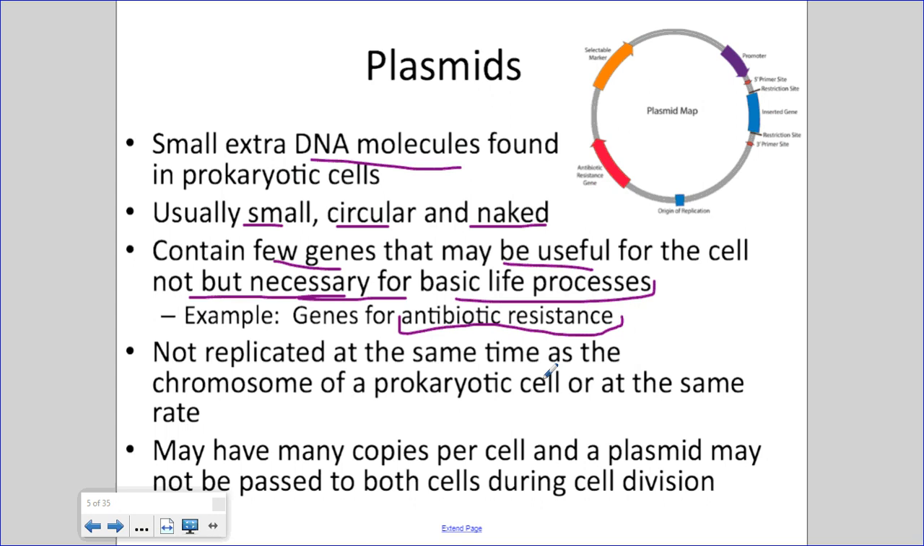Now, plasmids are not replicated at the same time as the chromosome of that prokaryotic cell, or at the same rate. For example, a plasmid may replicate a lot quicker than the bacterial chromosome. And so a prokaryote could have many copies of the same plasmid within the cell, but only one copy of its chromosome. A plasmid may also not be passed to both cells during cell division, so it could be an unequal sharing of plasmids between cells.